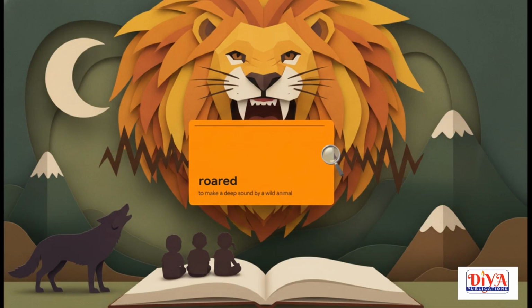And finally, we have roared, defined as to make a deep sound by a wild animal. The author deliberately saves this word for the exact climax of the story. The disguise is ripped away, the high-pitched voice is gone, and the true beast is unleashed. By stepping young readers through these three dynamic verbs, gobbled, croaked, and roared, the textbook actually gives them a really nuanced understanding of how verbs convey character and drive the action forward.